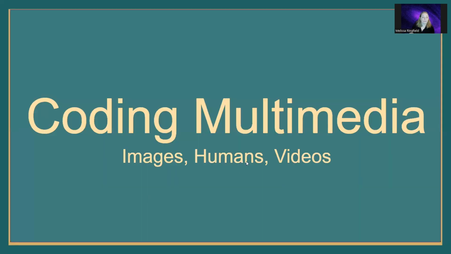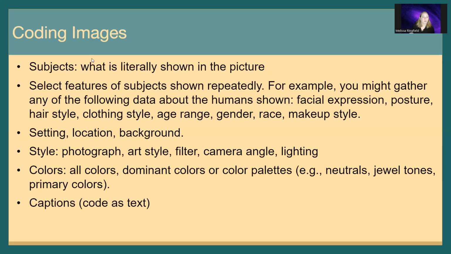Coding for multimedia: images, humans, videos. So coding images: what subject is literally shown in the picture? What are some select features of the subject shown repeatedly? For example, you might gather any of the following data about humans shown: facial expressions, posture, hairstyle, clothing style, age range, gender, race, makeup style.